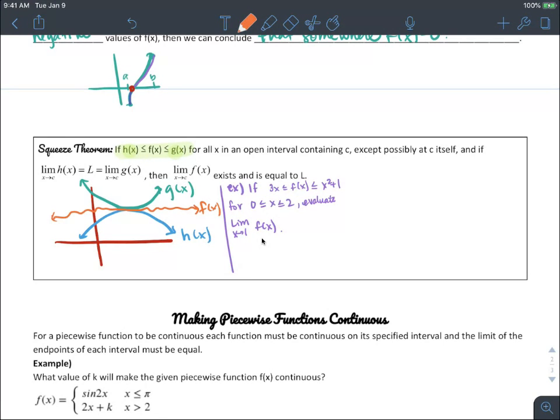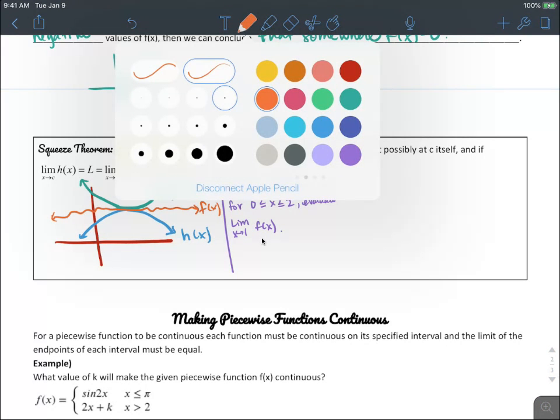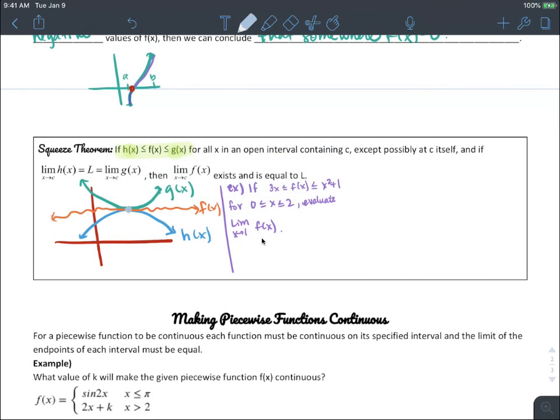Then I know that the limit at a point, I'm going to go ahead and just say right here, the limit of h of x is equal to a value, and the limit of g of x is equal to a value. And since they equal the same thing, and I know that f of x is between those two functions, I also know that the limit of f of x is the same.